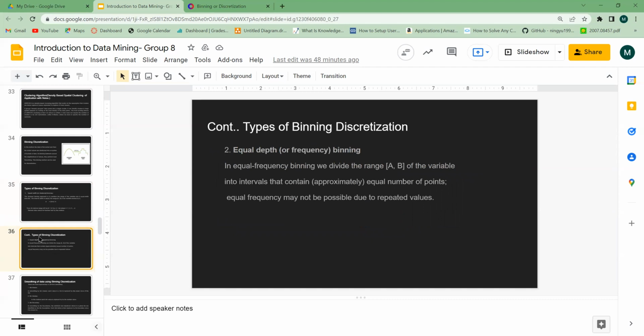The second type is equal depth or frequency binning. In equal frequency binning, we divide the range [a, b] of the variable into intervals that contain approximately equal number of points. This is a less commonly used form of binning. Each bin does not have equal width, but each bin does contain an equal amount of observations. Equal frequency may not be possible due to repeated values.